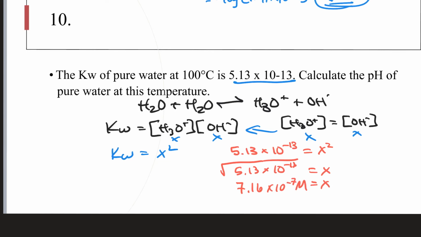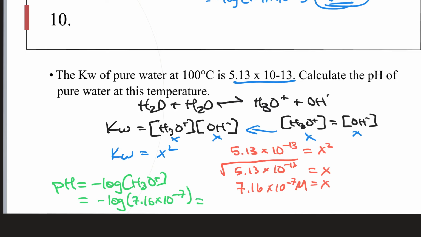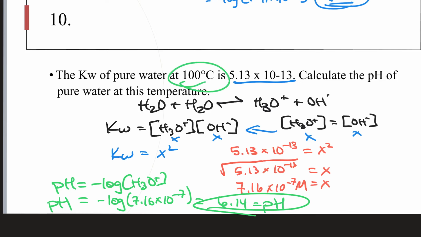That's your concentration of either hydronium or hydroxide, one or the other, since they're both the same thing. Then we can easily find pH. pH is equal to the negative log of your hydronium, so it's negative log of 7.16 times 10 to the negative 7. You plug this into the calculator and you will get 6.14. That's the pH of this water solution at 100 degrees Celsius.